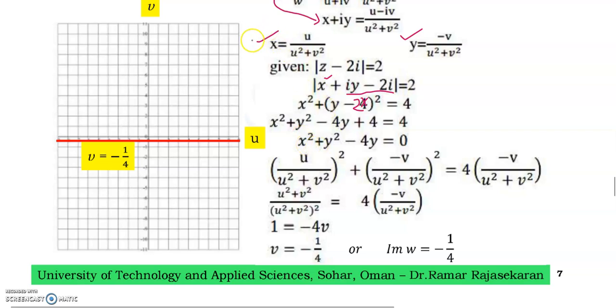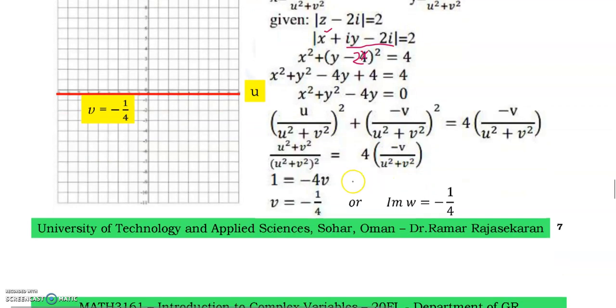Here we have to substitute x and y in terms of u and v. That's why we have calculated this. Understand? Here y we calculated already. Now x squared, what is x squared? You put x equal to u by u square plus v squared here, and for y you put this value here, so that you can find the conversion. Now you simplify this, so that 1 is equal to minus 4 times v. So what is v? That is equal to minus 1 over 4.